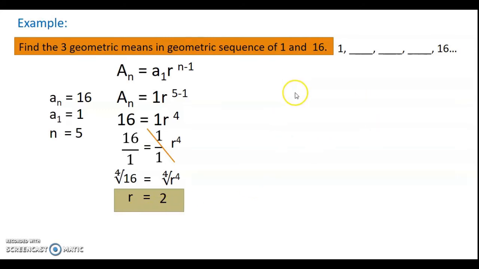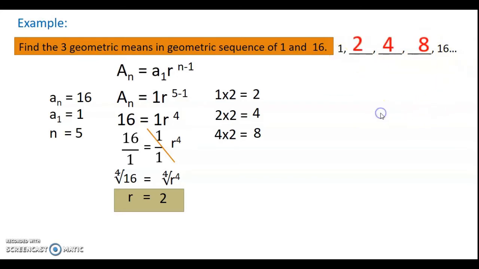So let's multiply our common ratio to our first term. Our first term is 1, times 2 equals 2. So our second term is 2. And for the third term, 2 times 2 is 4. And for our fourth term, 4 times 2 equals 8. So the three geometric means between 1 and 16 are 2, 4, and 8.